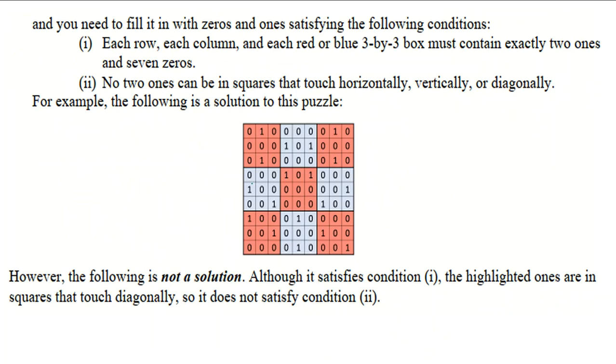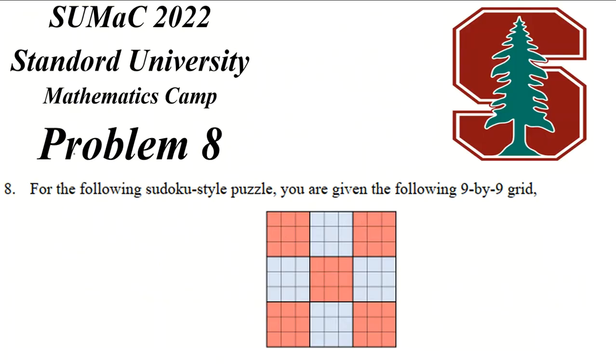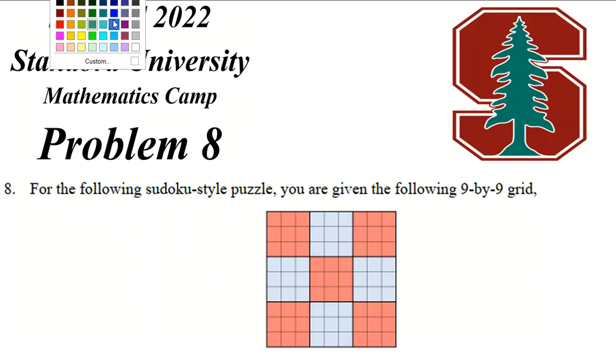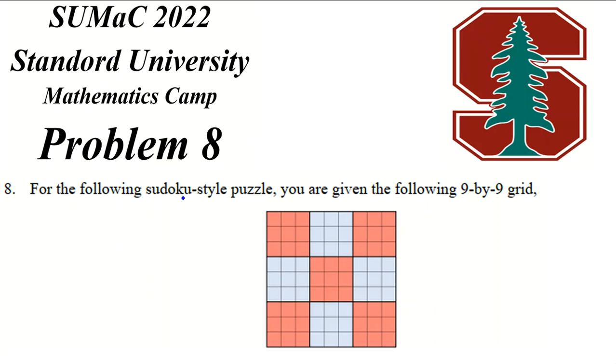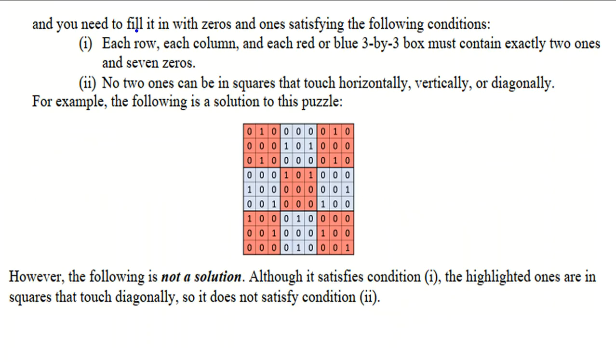Last problem. Let's read the problem. For the following Sudoku-style puzzle, you are given the following 9 by 9 grid, and you need to fill it in with zeros and ones satisfying the following conditions. First condition: each row, each column, and each red or blue 3 by 3 box must contain exactly 2 ones and 7 zeros. No 2 ones can be in squares that touch horizontally, vertically, or diagonally.